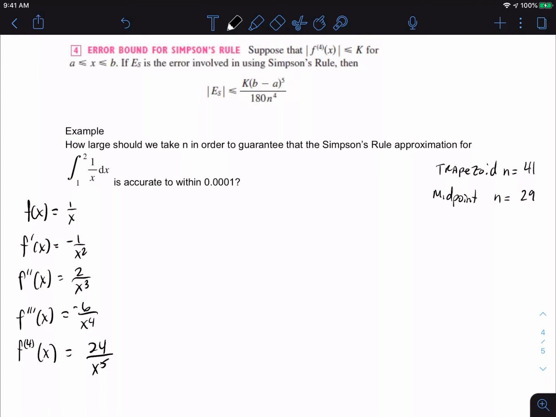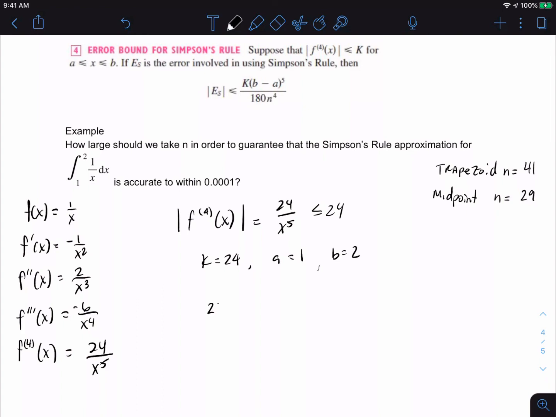And so to get my K, my K is going to be that derivative, which is 24 over x to the fifth, has to be less than or equal to 24. I know my x on the lower bound side, that gap is 1. So my K is going to be 24. My a is 1. My b is 2. Are we okay with that? Yes. All right.